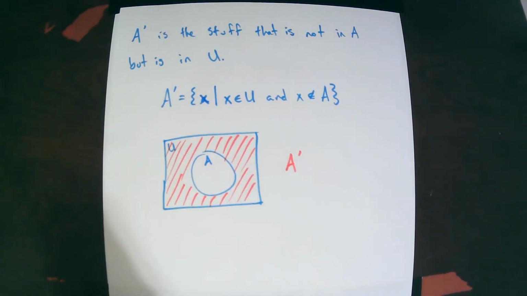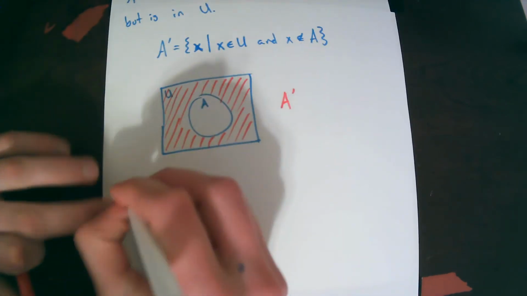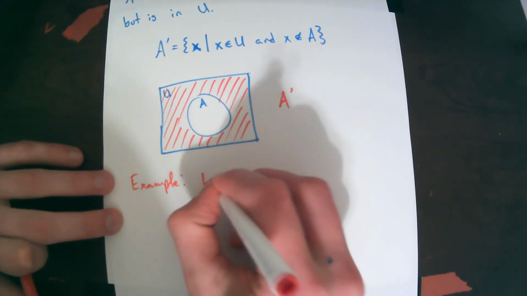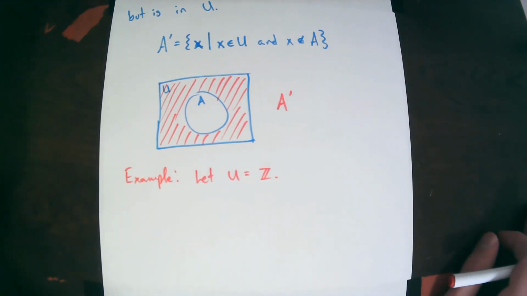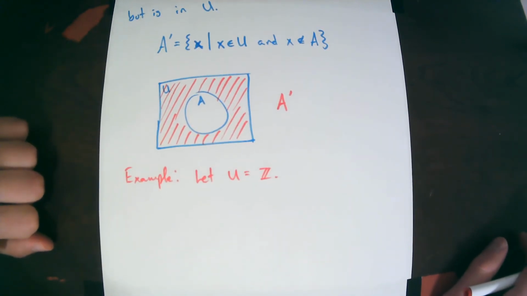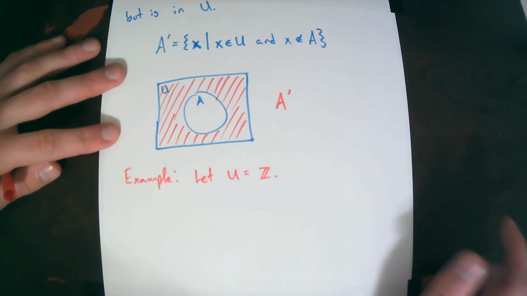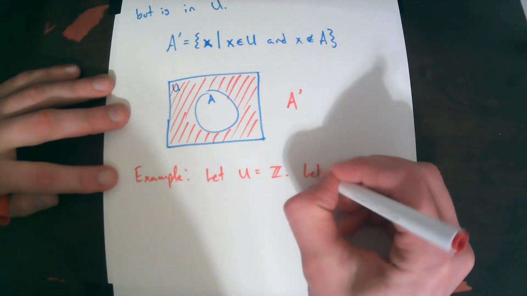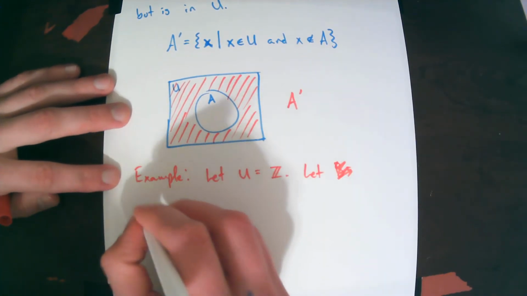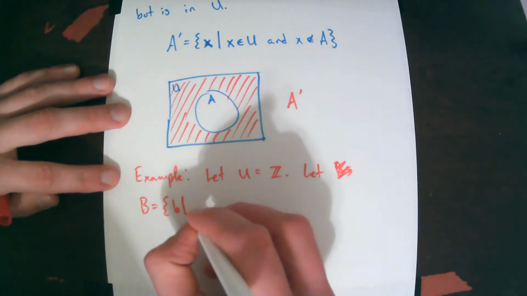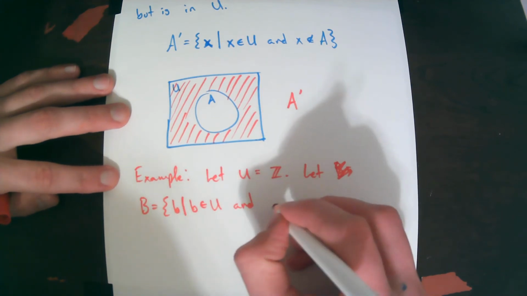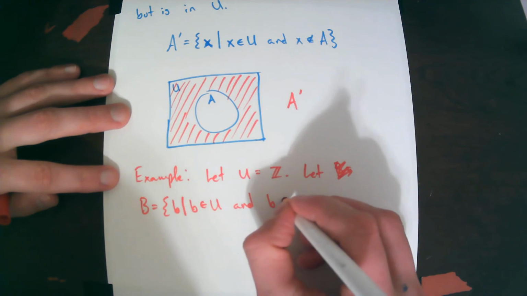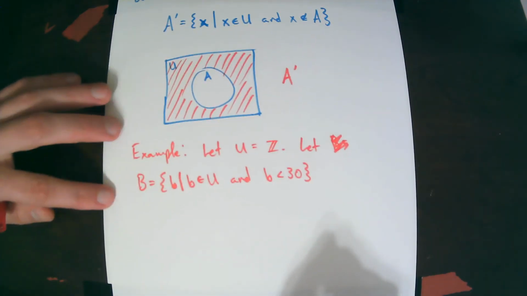Okay, let's look at some concrete examples here. First I'm going to let U equal Z, the integers. So negative 4, all the negative whole numbers, 0, and then all the whole numbers. Let U equal the integers. Let B equal the set of all elements little b, such that b is an integer, so I could say b is in U, and let b be less than 30. Find B complement.